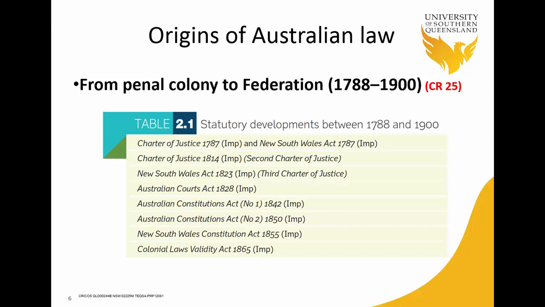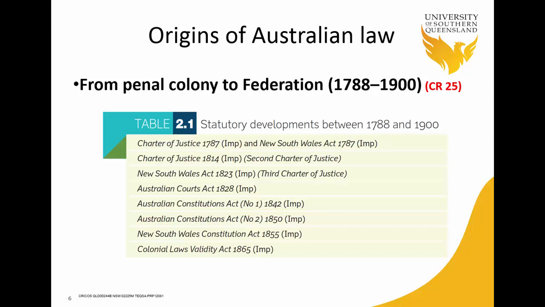So the starting point was with a Charter of Justice, what were called Charters of Justice. There were 3 of these, and they are basically letters patent. Okay, letters patent is a term that you'll find highlighted in red in your textbook, which means you can go and read more about it in your glossary part.